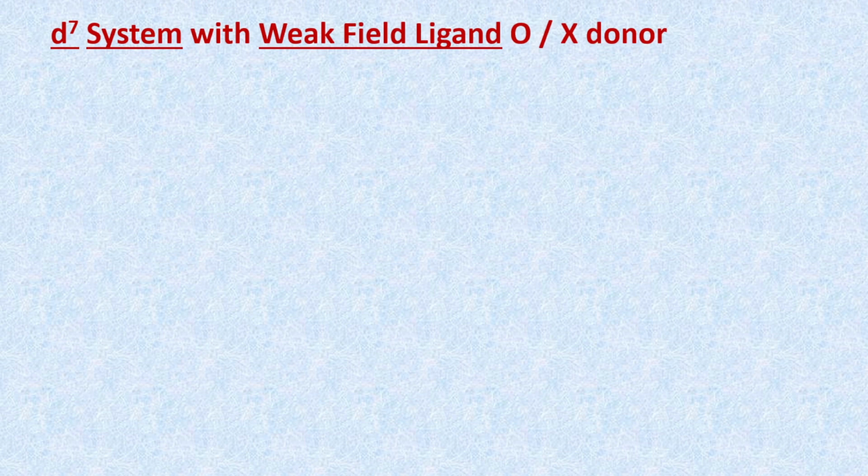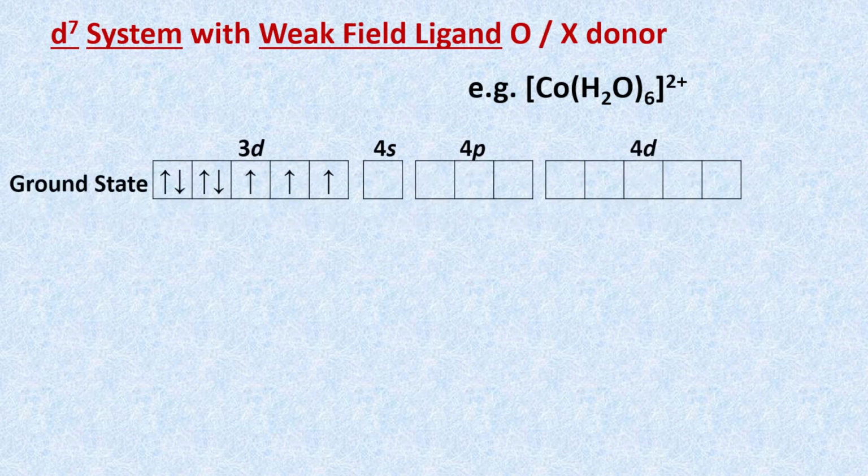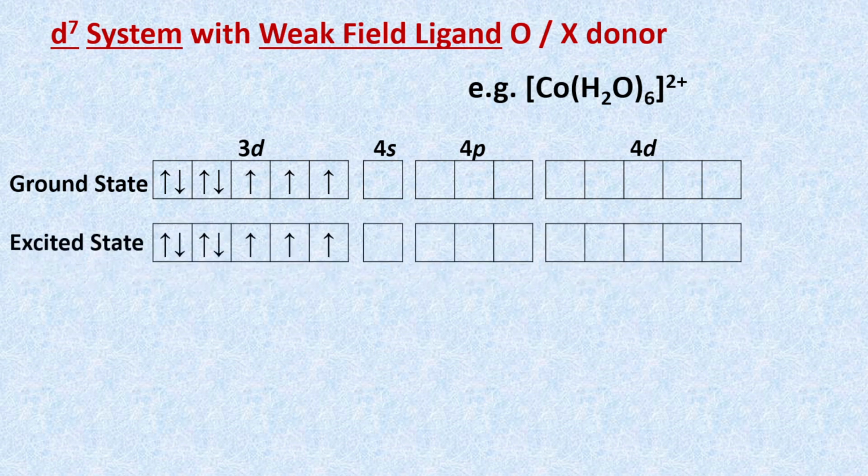d7 system with weak field ligand. Example, hexaaqua cobalt 2+. The oxidation state of cobalt is +2. So the valence electron configuration is 3d7 4s0 4p0. Since the ligand is oxygen donor, the ground state as well as the excited state remain the same.